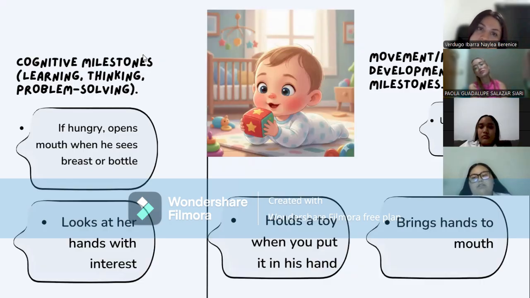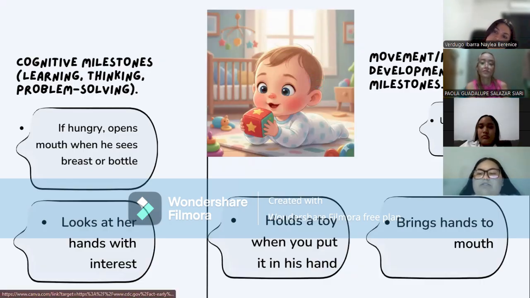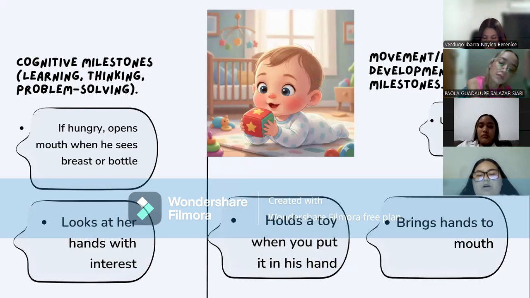Movement and physical development milestones: uses his arm to swing at toys. Holds a toy when you put it in his hand. Brings hands to mouth.